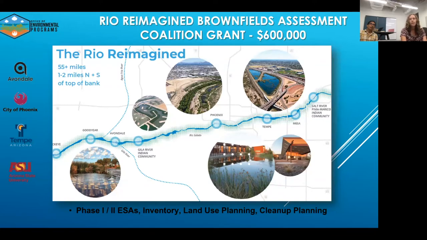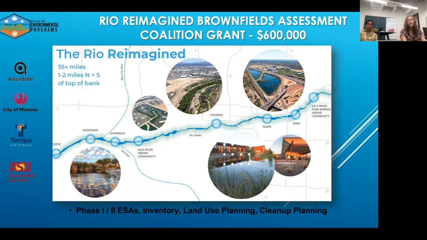And so we can do phase ones, phase twos. We've already done inventories for Tempe and Avondale. We can do land use planning, cleanup planning. And the only thing we can't do is the actual cleanup. But the advantage of the assessment grants is you can kind of do everything up to the point of where you would buy the property if you don't already own it. So you can assess it and see what you're getting into before you purchase the property.